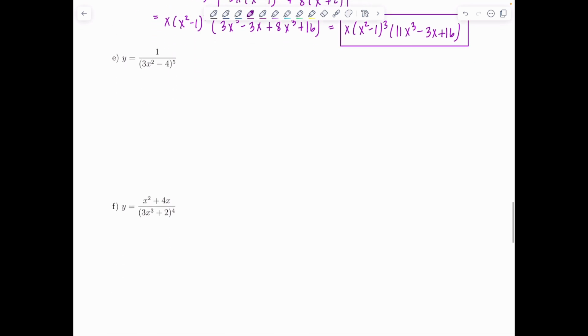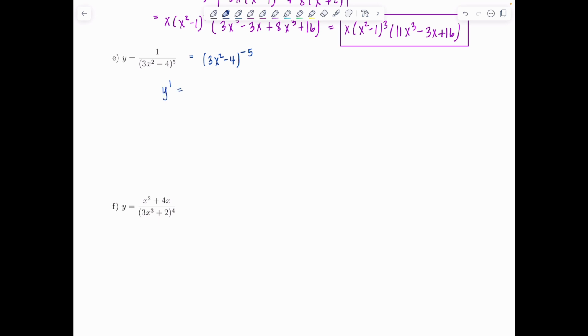Okay, here we go. y equals 1 over 3x squared minus 4 to the 5th. No, it's not time to do the quotient rule. There's no variables in the numerator, right? So we don't need to do quotient rule. What we're going to do is rewrite this first. We're going to rewrite this as 3x squared minus 4 to the negative 5th. And then now no quotient rule is necessary.